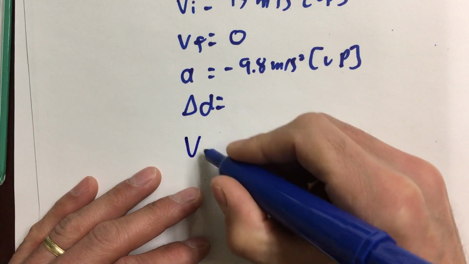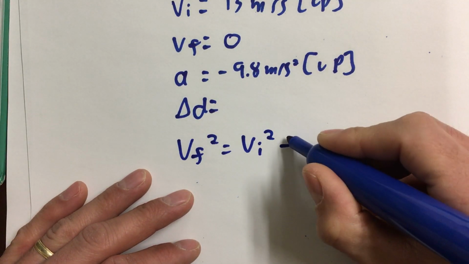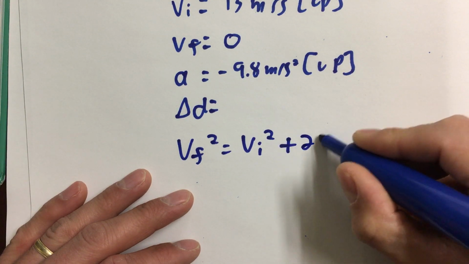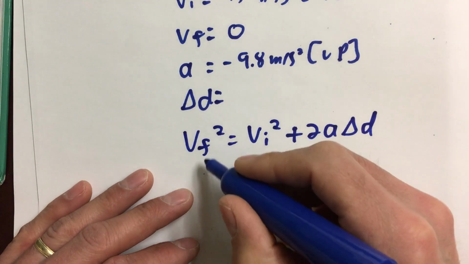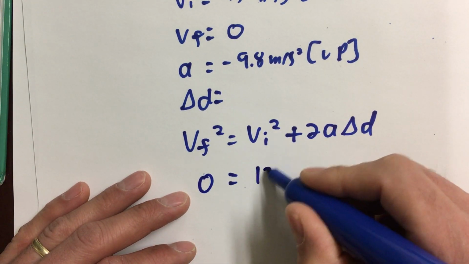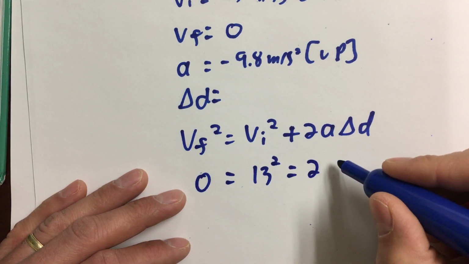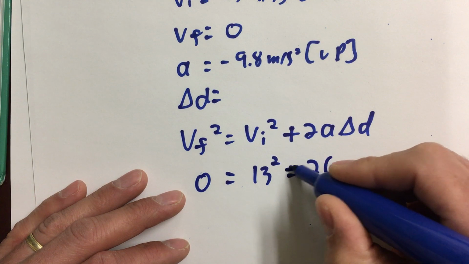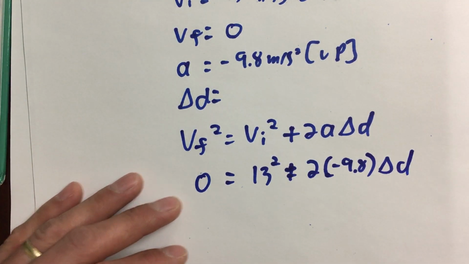So the final velocity squared is the initial velocity squared plus 2 times acceleration times displacement. So my final velocity squared is 0. My initial velocity squared is 13 squared. My acceleration is negative 9.8, and I have an unknown displacement.